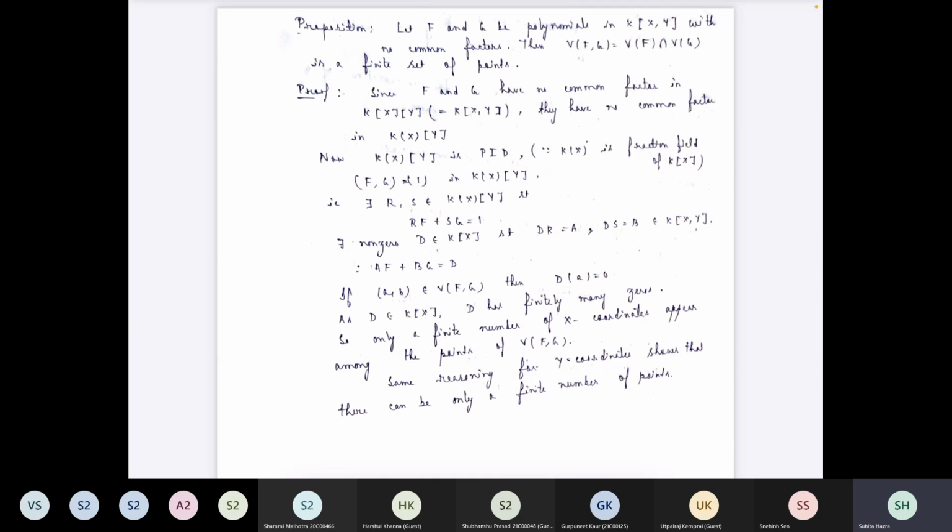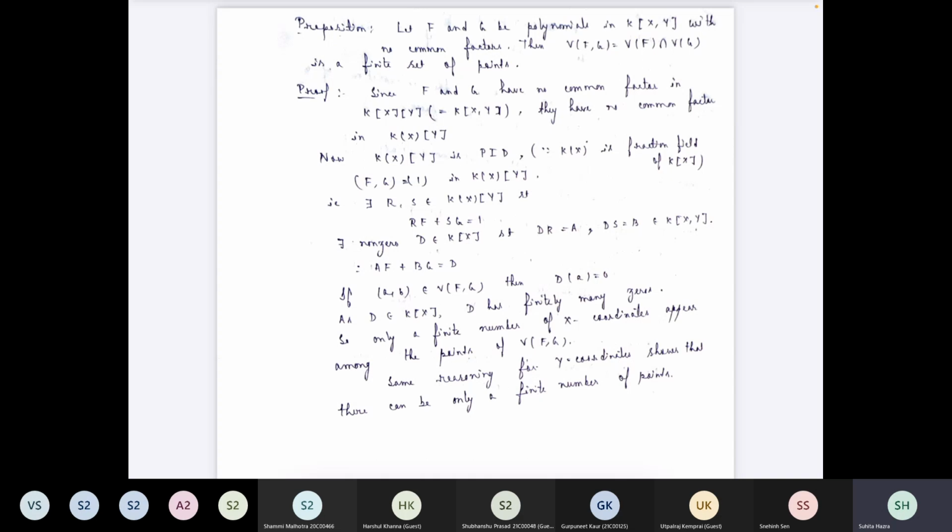I have sketched the proof. Since f and g have no common factor in K[x, y], the ring generated by the variables x, y and the elements of K, they have no common factors in K(x)[y], where K(x) is the quotient field of the ring K[x]. Since K(x) is a field, K(x)[y] is a PID. So gcd(f, g) equals 1 implies there exist r, s belonging to K(x)[y] such that rf plus sg equals 1. So we have a non-zero d belonging to K[x] such that dr equals a and ds equals b, where a, b belong to K[x, y]. So we have af plus bg equals d. Now if (a, b) belongs to V(f, g), then d(a) equals 0.